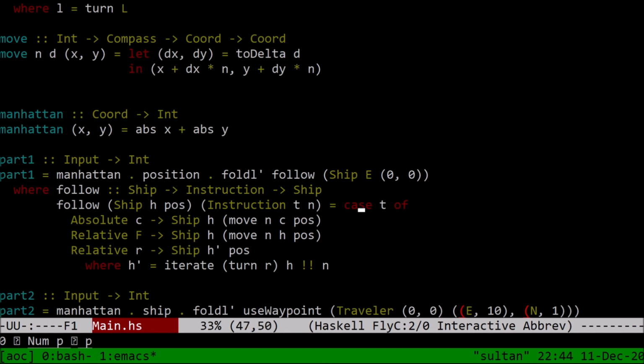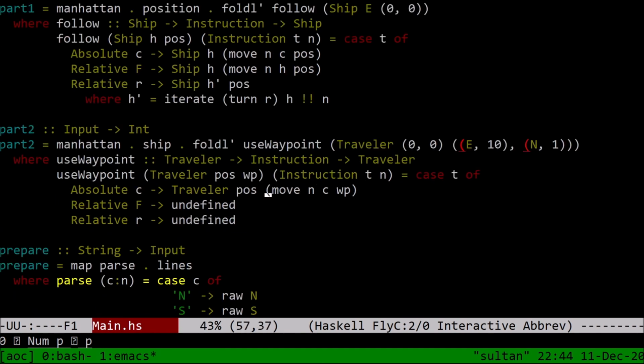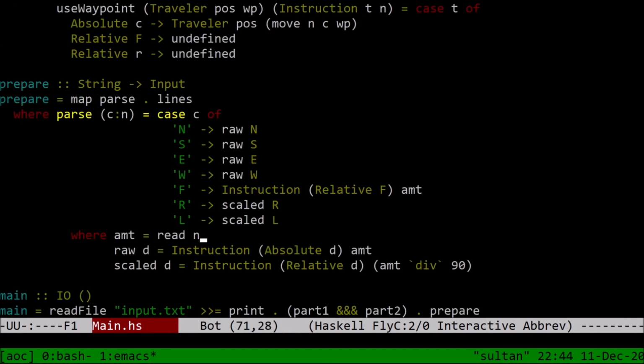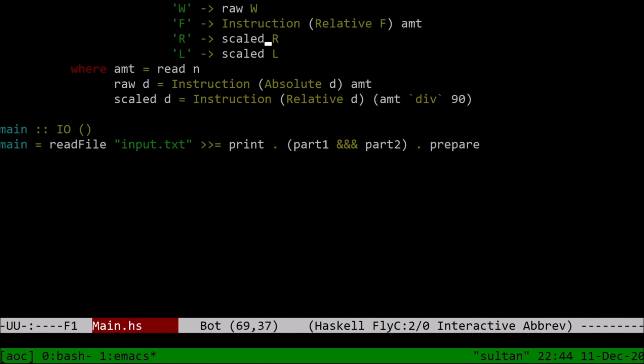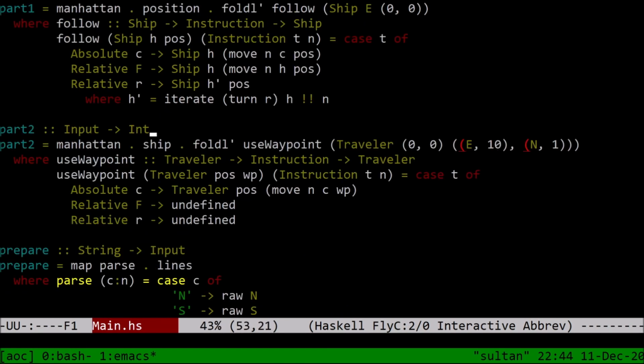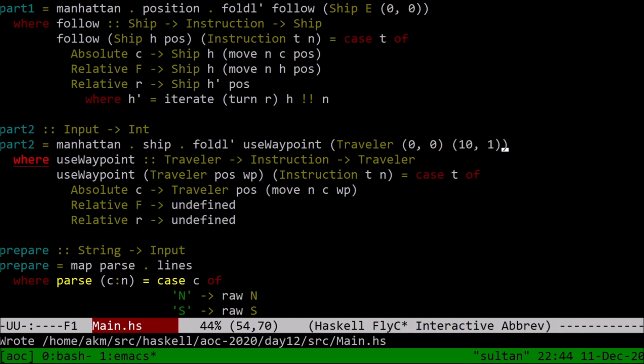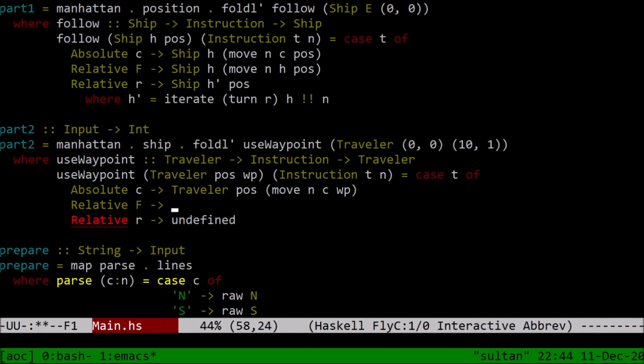Okay, so now I think this has become correct. And nothing else has broken yet. Because we haven't... Oh, part two is wrong. Our new position is actually XY 10, 1. Okay. What's the warning here? Oh, defined but not used, sure. So, this is fairly easy, I think.